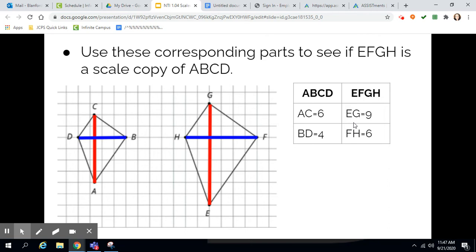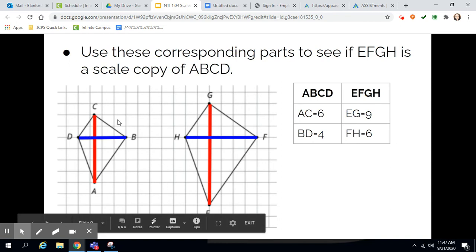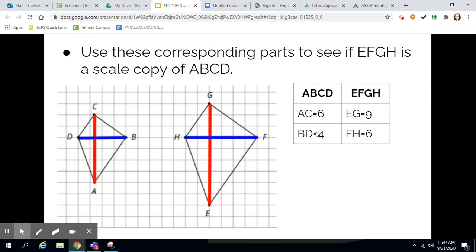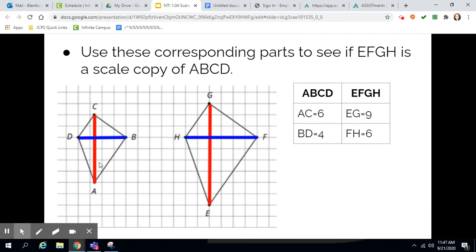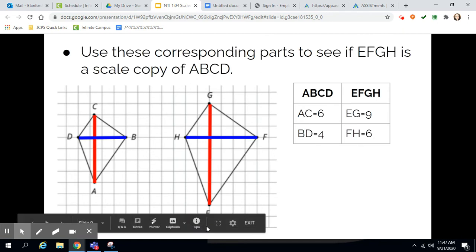And notice what I've done for ABCD, so for this figure, I went ahead and added the two lengths that we found on the figure. So AC right here we found was 6, so I put that in, and BD was 4, so I put that in. And I did the same exact thing for EFGH. So EG we knew was 9, and FH was 6.